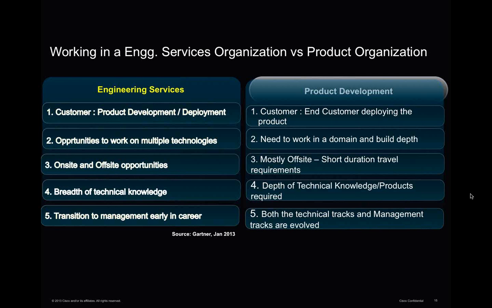One of the requirements that we see to be successful in a product setup is that in your career you do need to build a significant amount of depth of understanding on the technology and the domain that you are working on. That almost becomes a prerequisite for you to succeed in a product organization or product setup, right? Mostly the work is off-site.